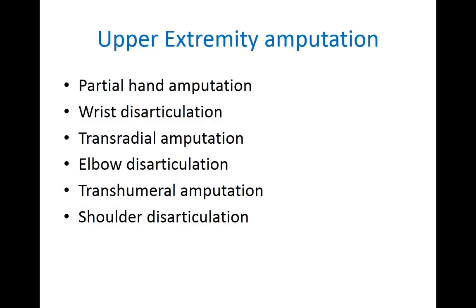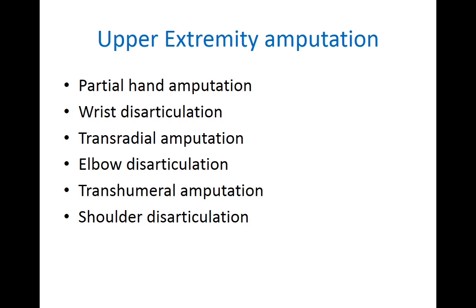Okay, then I shall come to the upper extremity amputation. Why I'm talking about the amputation levels is because depending upon the level of amputation, the prostheses are also fitted in that manner. So when you come to the upper extremity amputation, you can see there's a partial hand amputation, which means just a part of the hand. Then we have a wrist disarticulation. I think everybody knows the wrist. Then the transradial or below elbow amputation. Then comes the elbow disarticulation, transhumeral, which means within the humerus. Any part of the humerus amputation is known as a transhumeral or an above elbow amputation. Then we have what is known as a shoulder disarticulation.